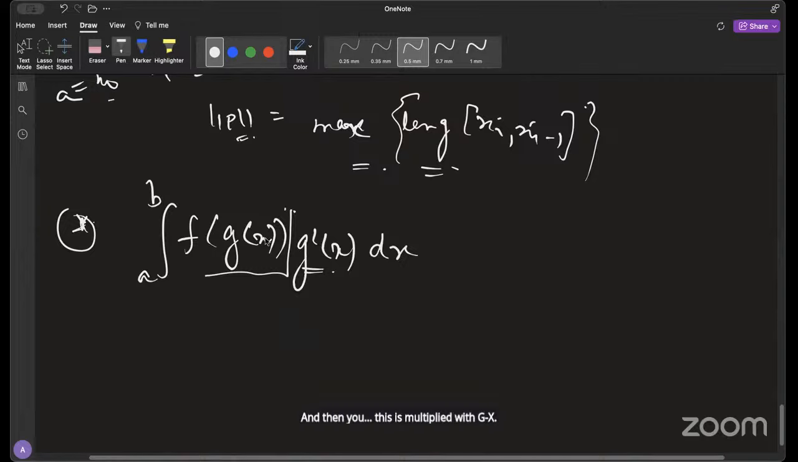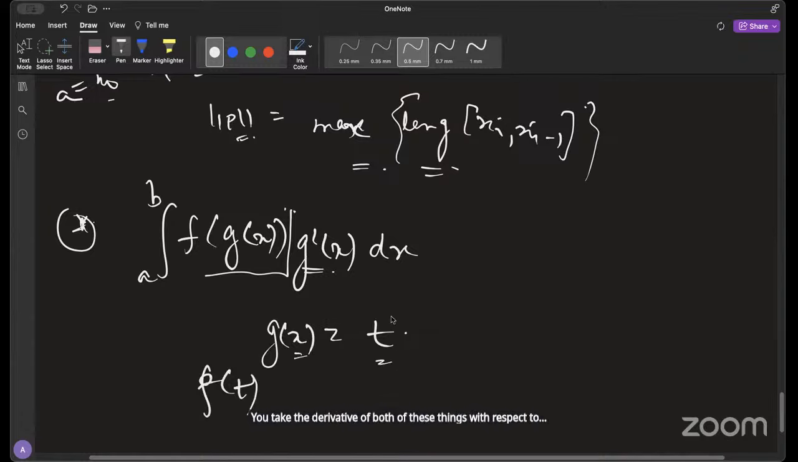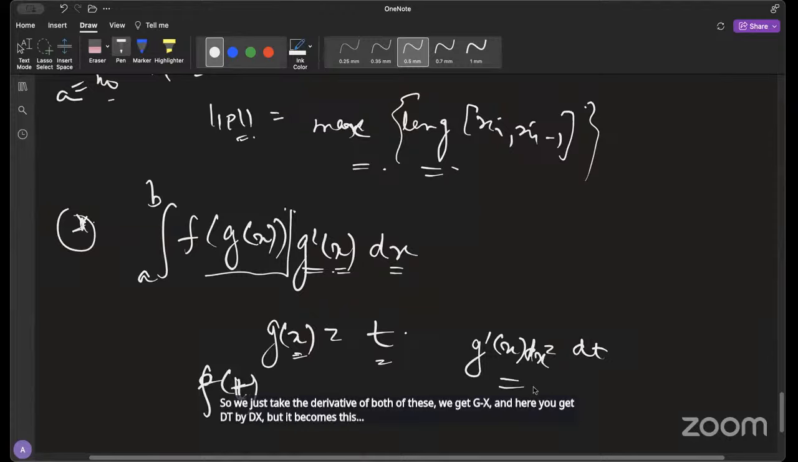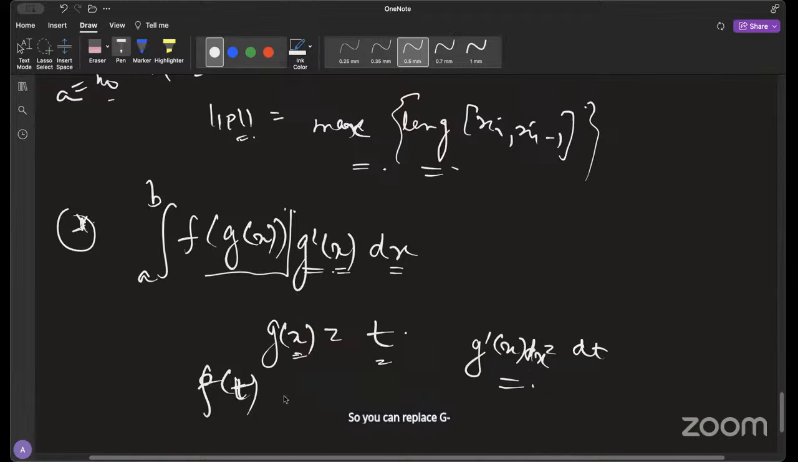So what you can do here is you can just substitute g(x) equals to some t variable. So this will become f(t). And then you take the derivative of both of these things with respect to x. Because what you want is, when you replace g(x) with t, you want everything in terms of t. You want to replace x from here. So you're substituting t in place of g(x). So we just take the derivative of both of these. We get g dash x, and here you get dt by dx, but it becomes this. So you can replace g dash x dx with a dt. This is how you do the substitution.